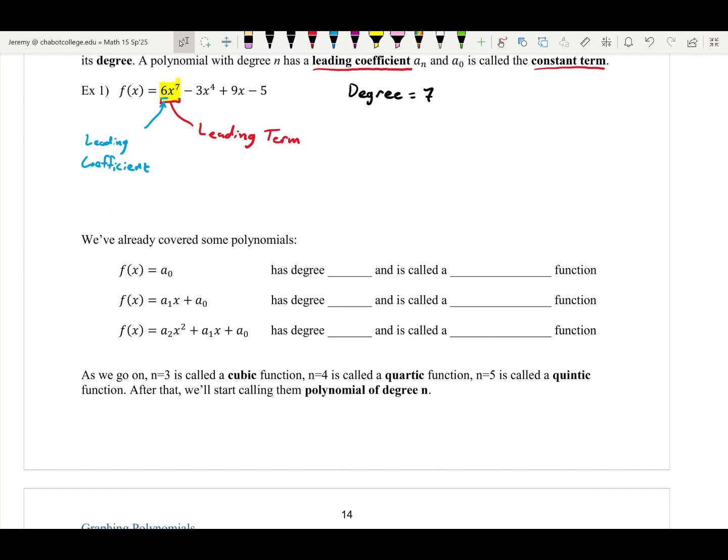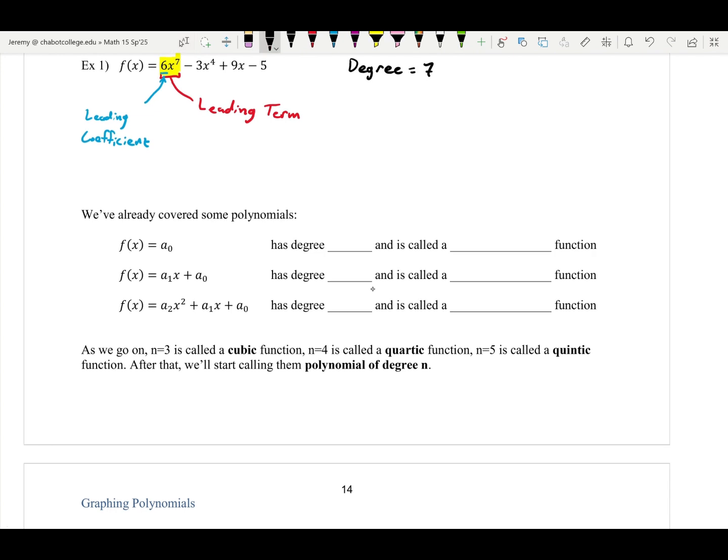And then the basic polynomials that we've already seen: degree 1 is linear. Degree 2 is quadratic. We were just talking about this. And actually, if we just have f of x equals a sub 0, so it equals some real number, this is technically a degree 0 polynomial, and we call this a constant function. And remember, the graph of a constant function is just a horizontal line.